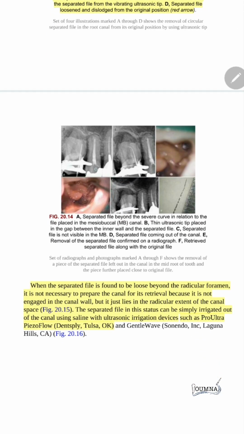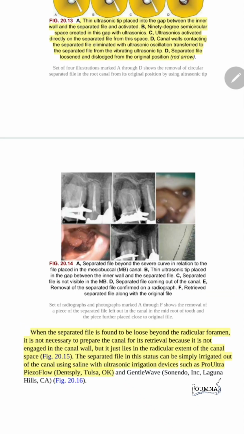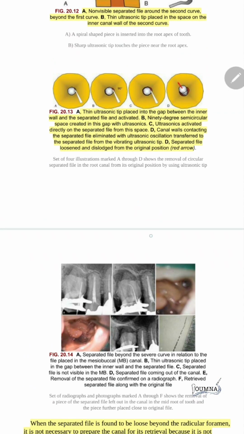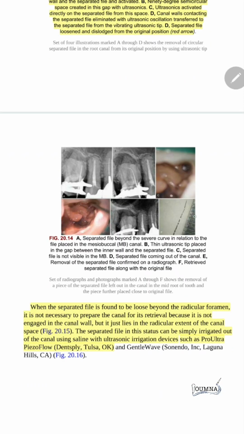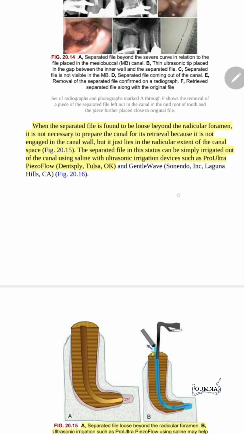This is a case that applied the technique that we have described, where they placed the ultrasonic tip in the gap between the inner wall and the separated file. Do some strokes and it was out.